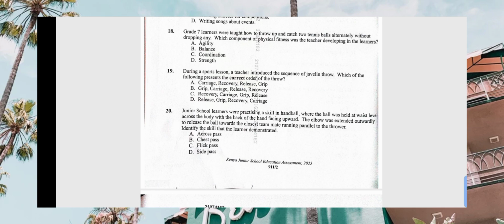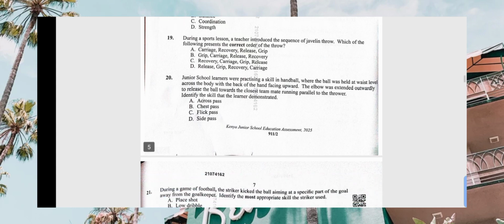So number 19 says, during a sports lesson, a teacher introduced a sequence of javelin throw. Which of the following presents the correct order of the throw? We have courage, recovery, release, grip. No, we can't just start with courage without grip. So we have grip, courage, release, and recovery. Yeah, that is the correct one. We start with grip, courage, then release, and recovery. So the correct answer for number 19 is B.